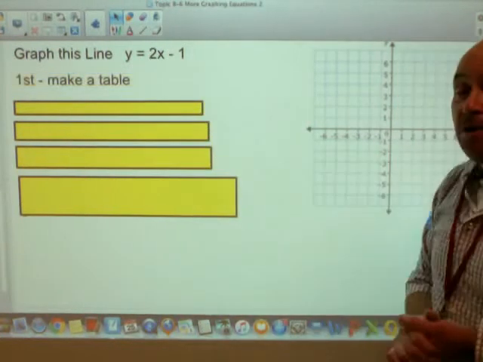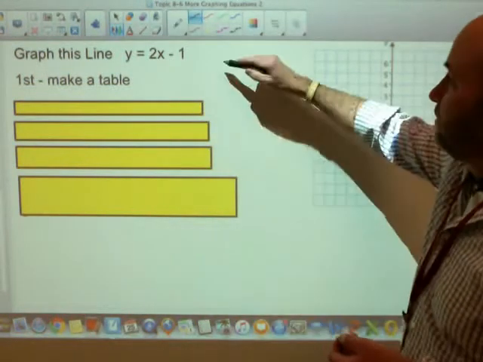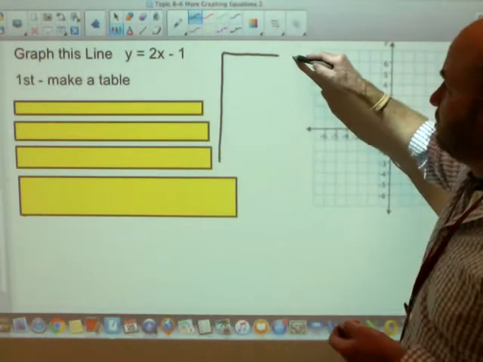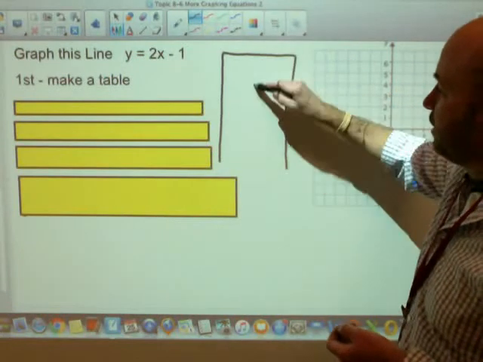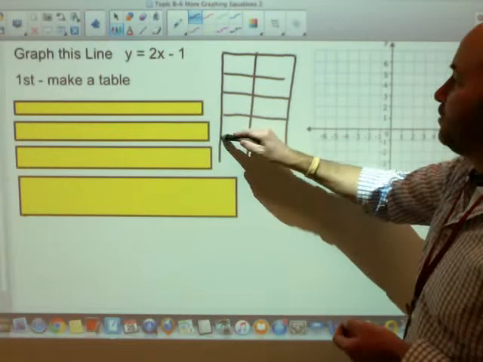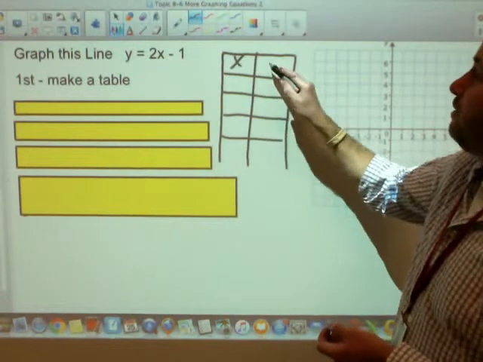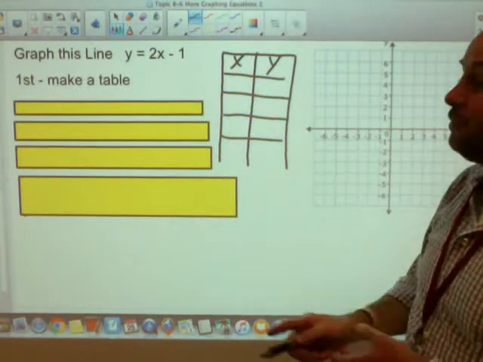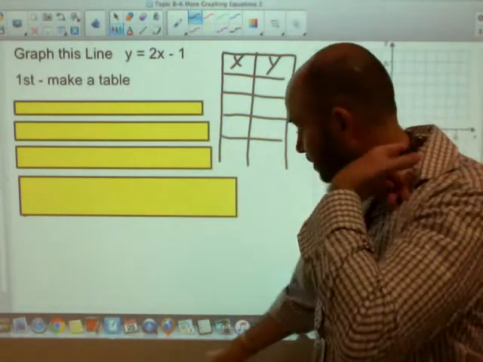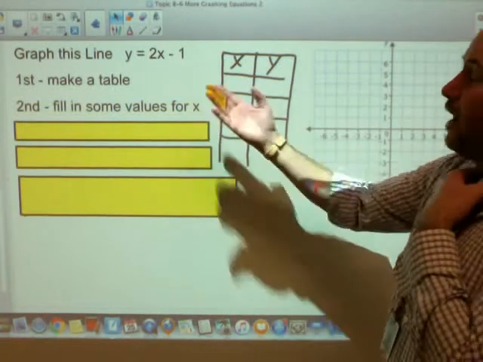First thing that you're going to want to do is make a table in this situation. Okay? So I just make a simple table like this. I kind of leave it open at the bottom in case I have to extend it. Okay? So I have my x value and my y value. And so there's my table.